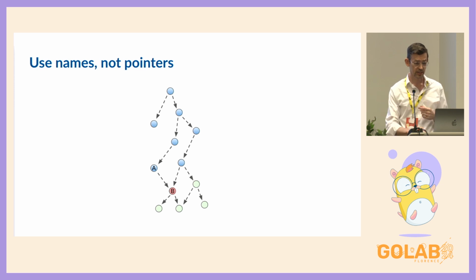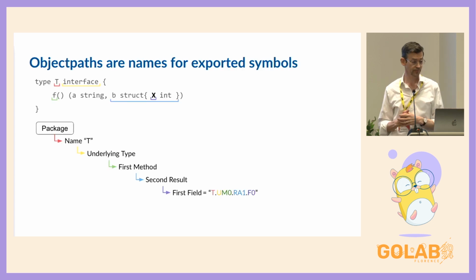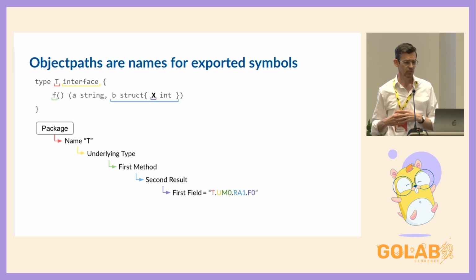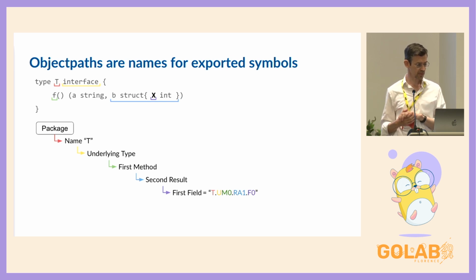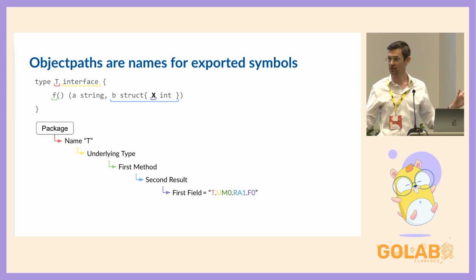For this, we invented a thing called an object path, which is really a naming scheme, or a string that can describe any exported symbol. Here's one illustration. I'm not going to go into all the technical details, but here we are trying to construct an object path, the name, that represents this thing x on the screen, which is a field in a struct returned by a method. The object path algorithm identifies it as the first field of the second result of the first method of the underlying type of the name t.